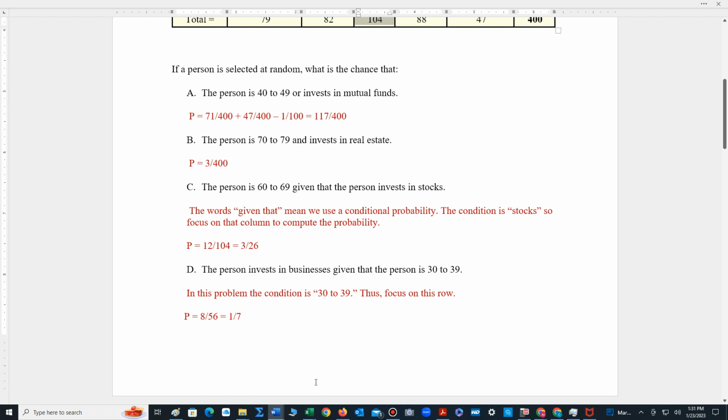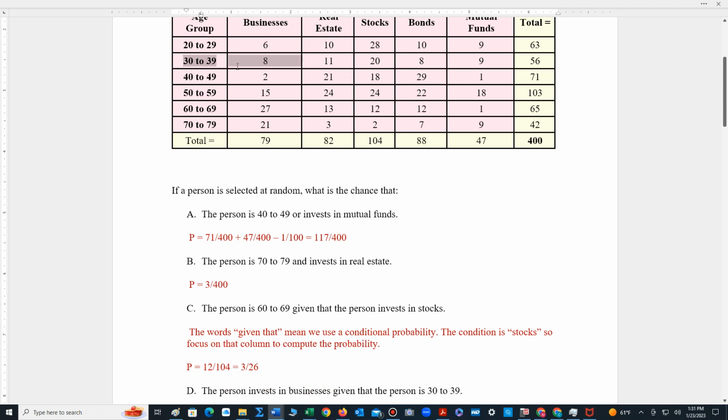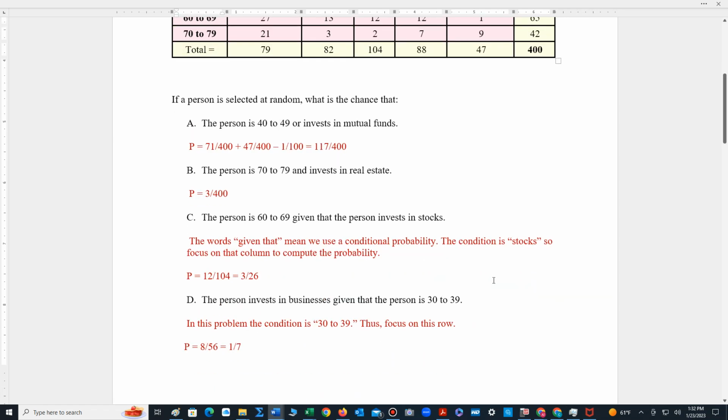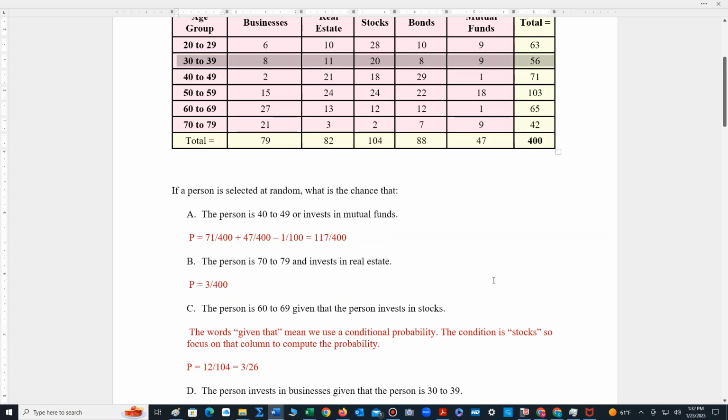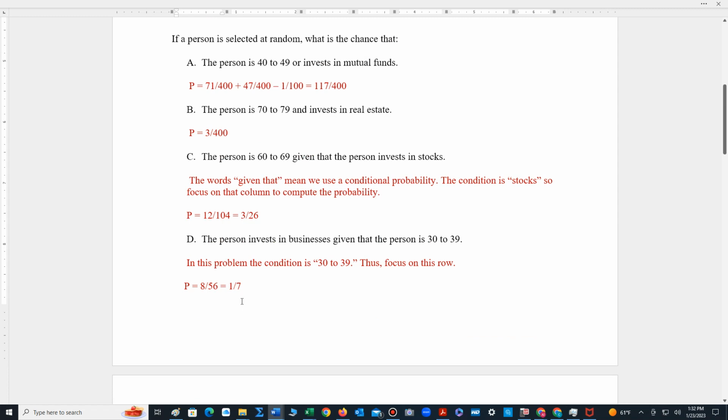For part D, it says the person invests in businesses given that the person is 30 to 39. So once again, we have the phrase given that, conditional probability, the condition is 30 to 39. So we focus on not the column, but the row of the people that are aged 30 to 39. That's 56 people. And the number of people who invest in businesses is 8. So 8 out of 56 reduces to 1/7.